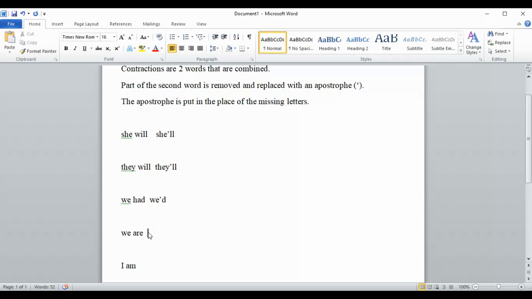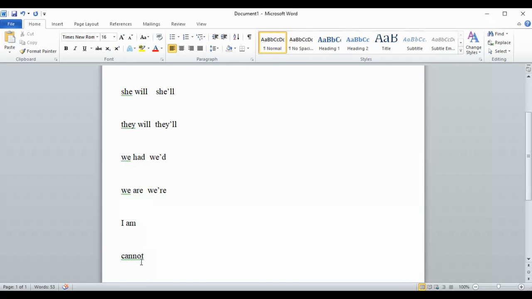We are turned into we're, and we just removed one letter there. I am turns into I'm. Don't forget to capitalize it. I is always capitalized. Cannot, which is a compound word, gets turned into a contraction like this. We've taken out an N and an O.